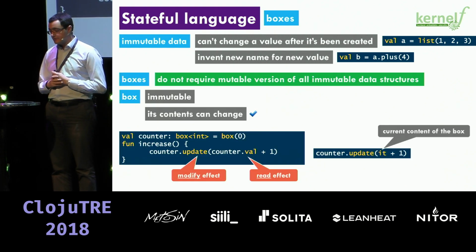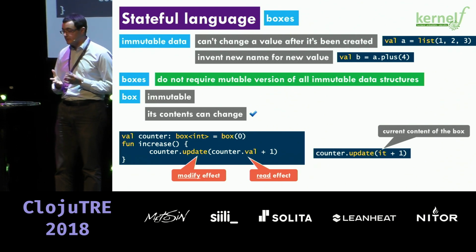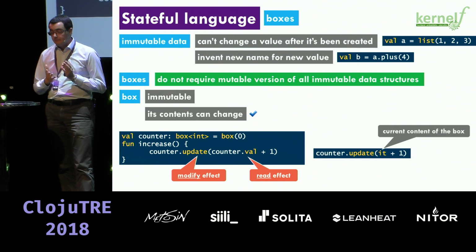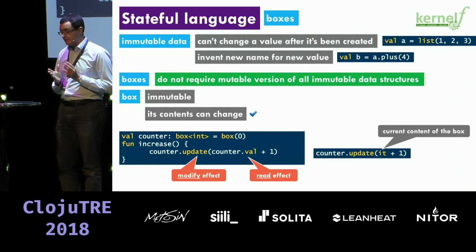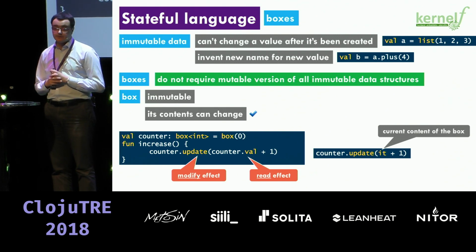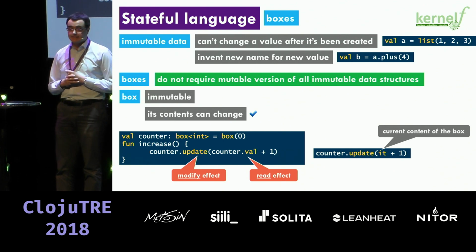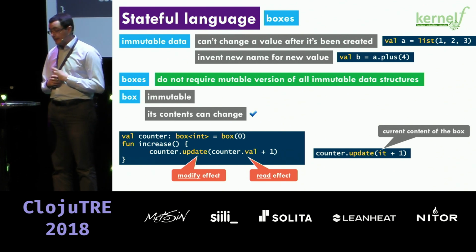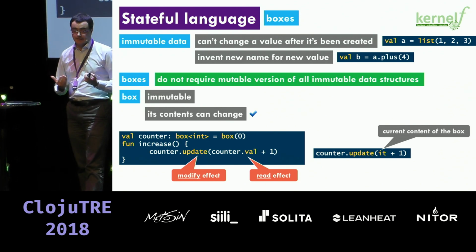KernelF encourages using boxes. The box itself is immutable, but its contents can change. Boxes have 2 operations: val that returns the contents of the box, and update that sets a new value. When you update the contents of the box, you in fact pass a new value.